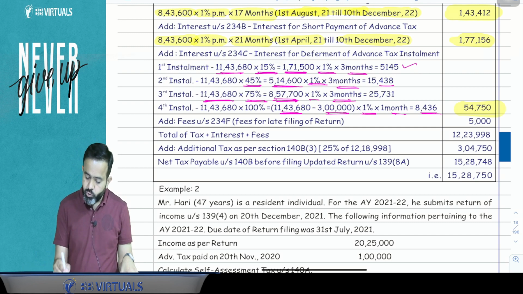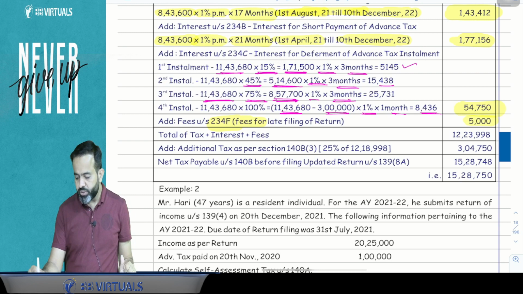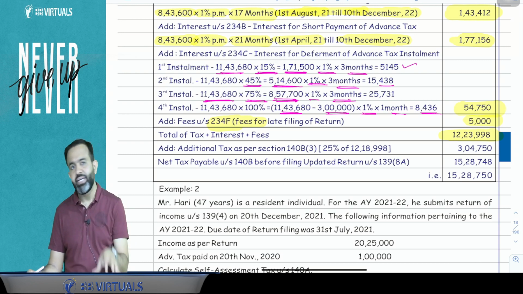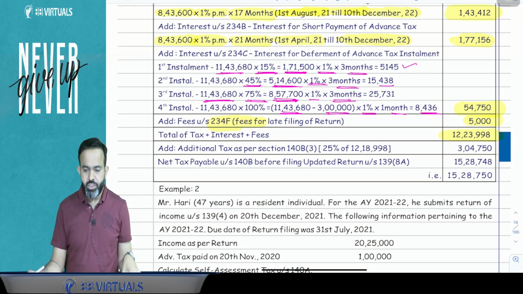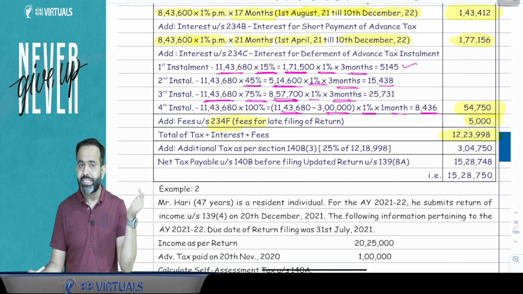Now fees is also applicable under section 234F because you filed the late return. So 5,000 rupees is fees. So here total of the tax, interest and fees is 12,23,998 rupees. Here 12,23,998 rupees is a total tax, interest and fees.